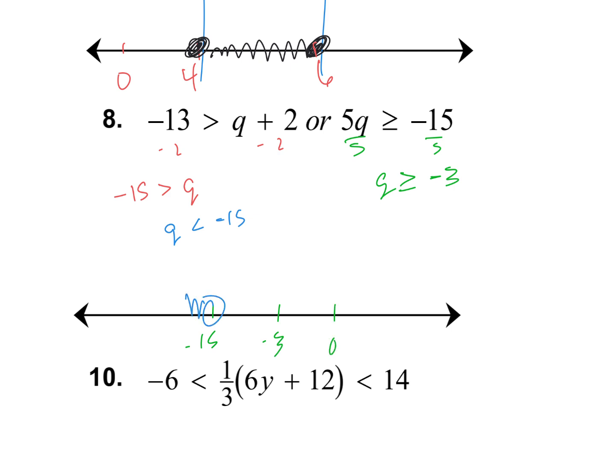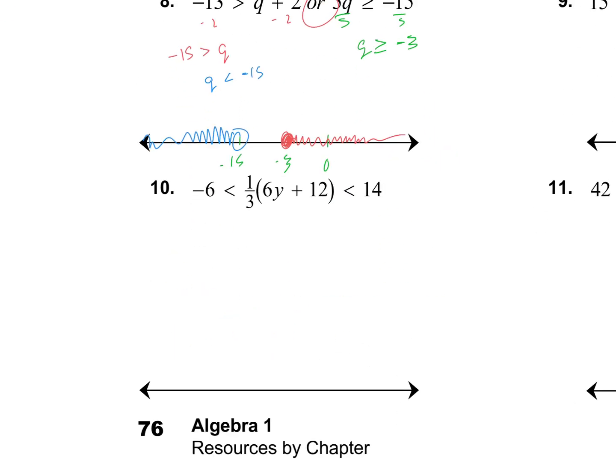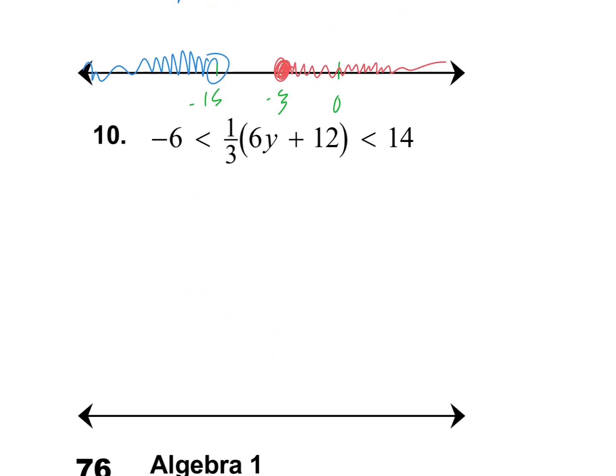Q is the numbers that are less than -15. And here are the numbers, that's it filled in, that are greater than or equal to -3. And that's what an OR should look like. Number 10. Well, you know what? I'm going to solve it and graph it all combined.